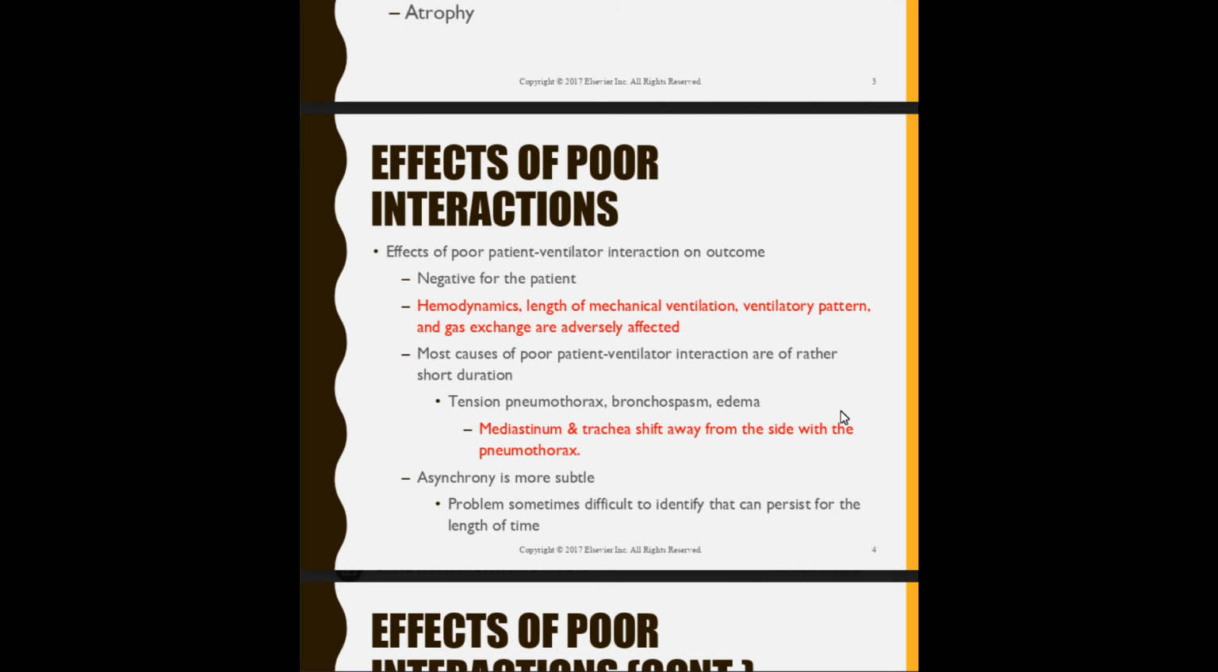tracheal deviation. And with the tension pneumo, just remember that your mediastinum and your trachea shift away from the side of the pneumothorax. So if I have a pneumo on the right, my mediastinum and my trachea are shifting to the left because all that pressure is coming from the right side. All right, so I want you to remember that because that's on the exam.